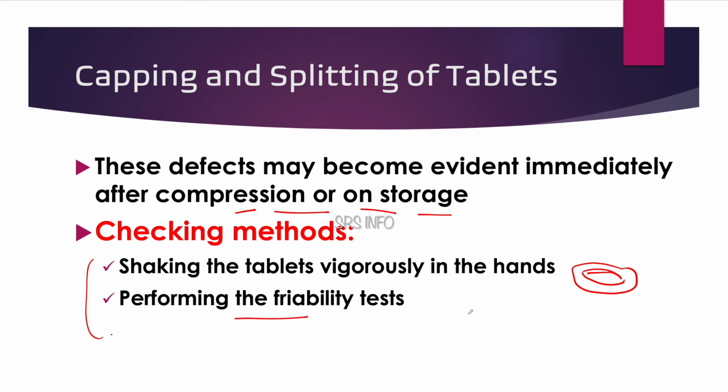What is the friability test? It is the tendency of a solid particle to break into small pieces. So the friability test is used to identify the tendency of the tablet to break down into smaller pieces. If the compression is not proper, if the granules are not granulated in a proper way, this friability can occur even after the compression or at the time of storage. So by using this friability test, we can identify the quality of the tablet, the possibility of the tablet to break down into layers or split into different parts. These are the checking methods.